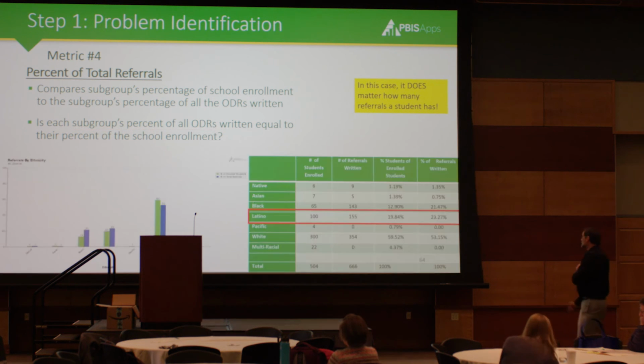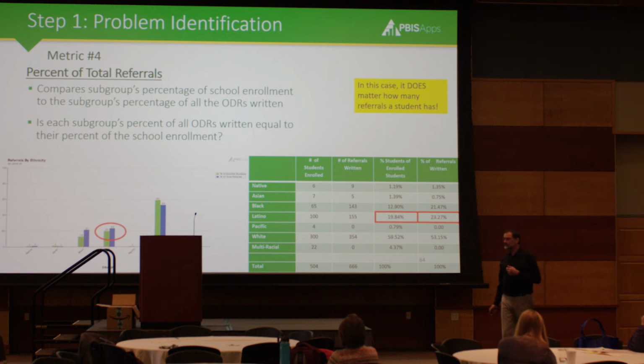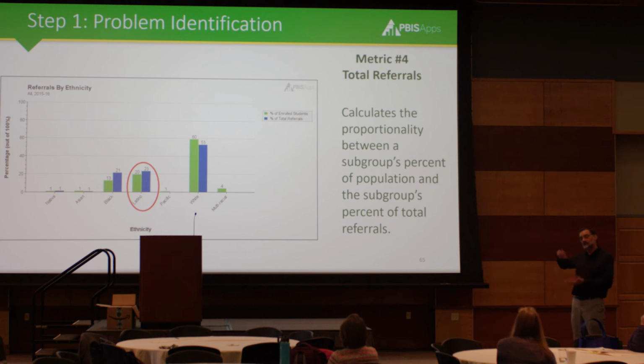And we can do that same thing again. Here's our Latino students. They're 20% of the population. There are 155 of the 666 referrals for about 23% of all the referrals that have been written. And we can see that over there. Now we see a little bit of difference. I'll make it bigger. We notice that there's some difference there.